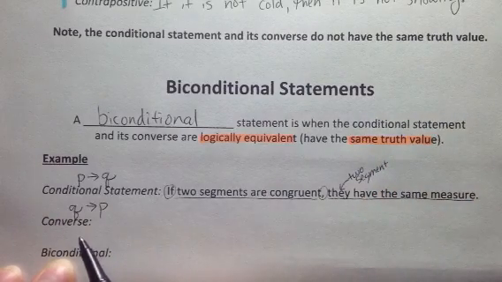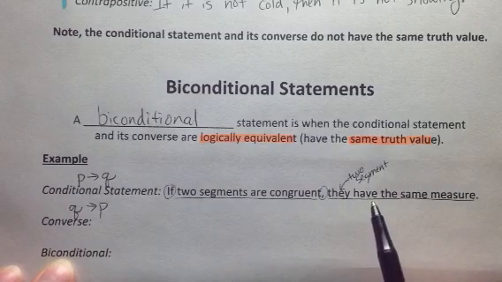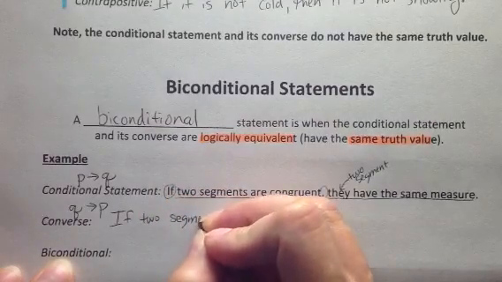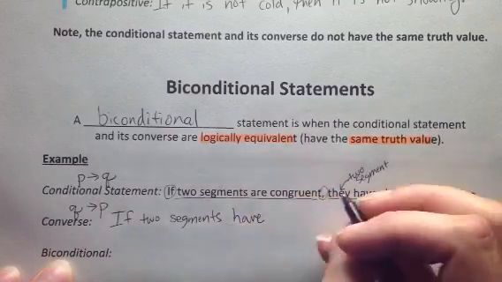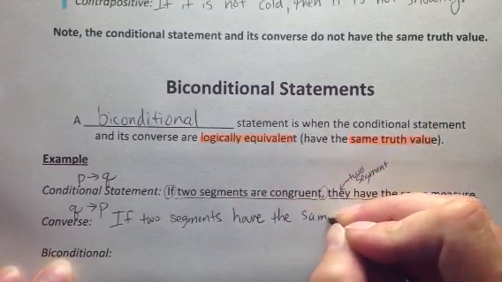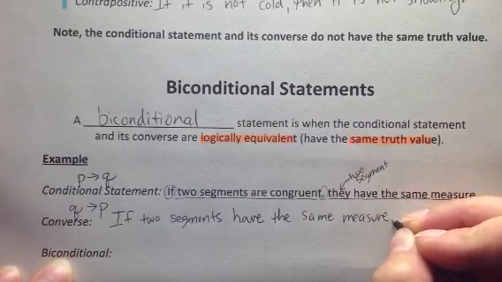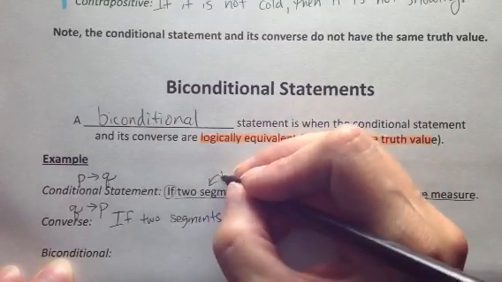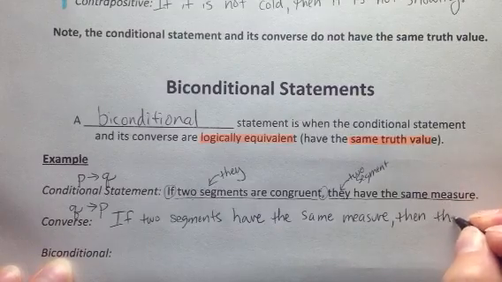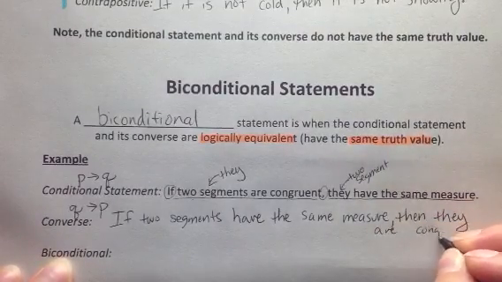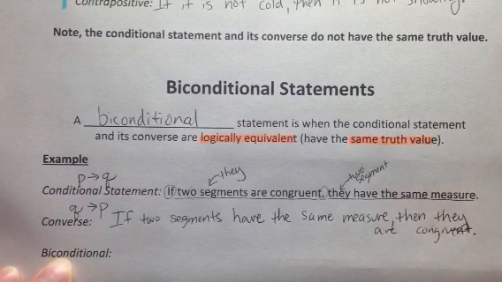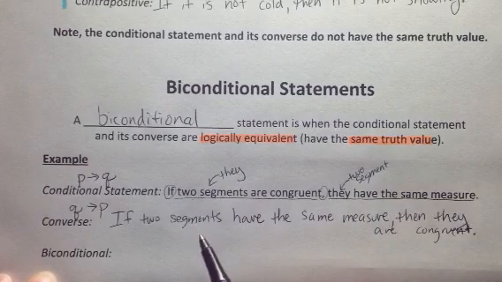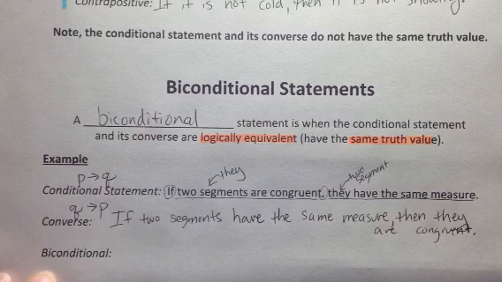So I'm going to go ahead and write this. The converse of this statement is if two segments have the same measure, then, and now I can say they instead of two segments, then they are congruent. Now, these are both true statements, right? If two segments are congruent, they have the same measure. If two segments have the same measure, they're congruent. I mean, that's the definition of congruent.